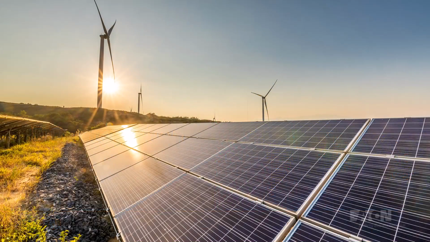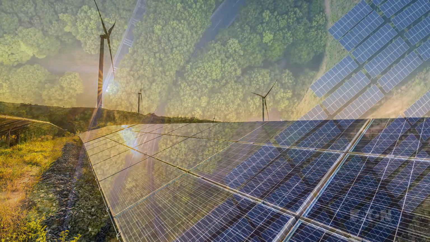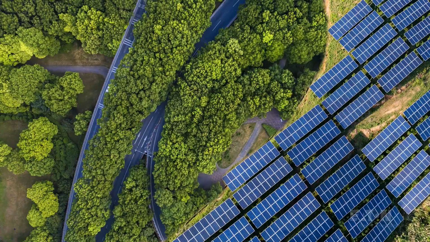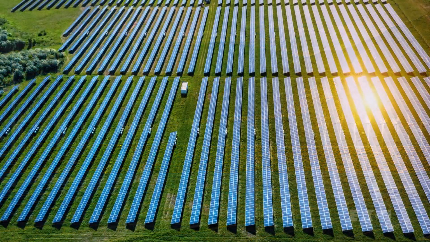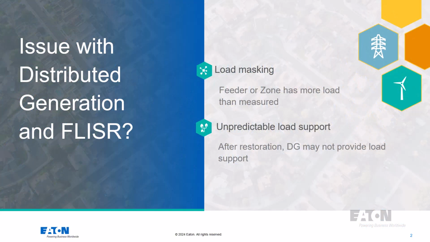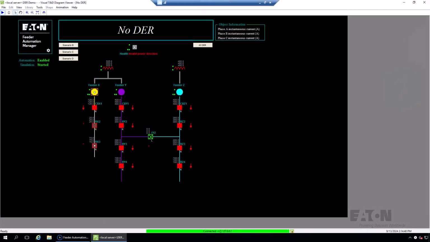My name is Charlene Erickson, and today I'm going to be talking about distributed generation or distributed energy resources in feeder automation software. When we start talking about distributed generation, DG, or DER in Blizzard systems, the main issues we encounter deal with loading. That would be load masking and unpredictable load support. Let's talk a little bit more about that.